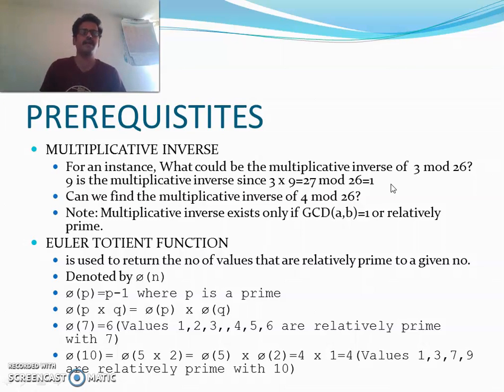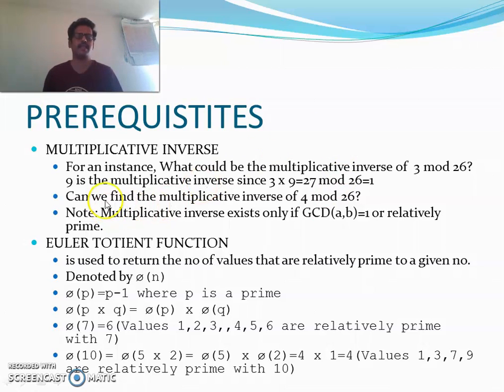Then we can say that a number which is multiplied is called a multiplicative inverse. Is it possible to get the multiplicative inverse for all the numbers? No. It is important to note that the multiplicative inverse exists only if the two numbers are relatively prime. When can we say that two numbers are relatively prime? If the GCD of the two numbers is equal to 1.